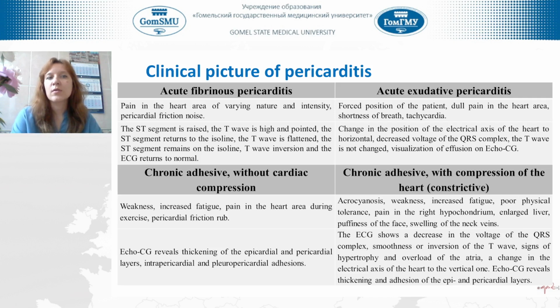The ST segment remains on the isoline, T wave inversion, and the ECG returns to normal. For acute exudative pericarditis, the patient has dull pain in the heart area, shortness of breath, tachycardia. On ECG, there are changes in the position of the electrical axis of the heart to horizontal, decreased voltage, low voltage of the ECG complex. The T wave is not changed.